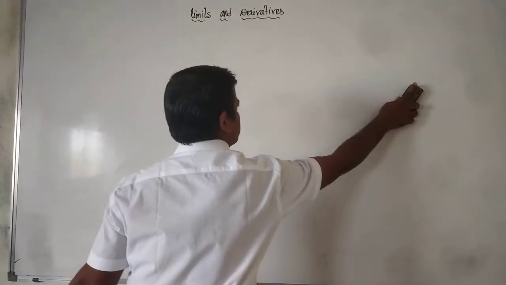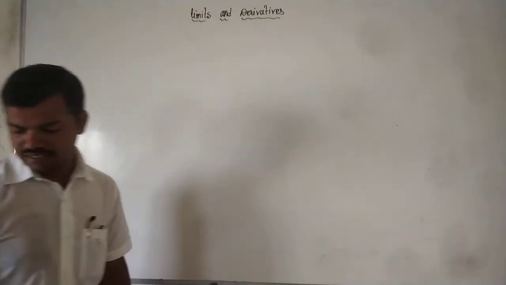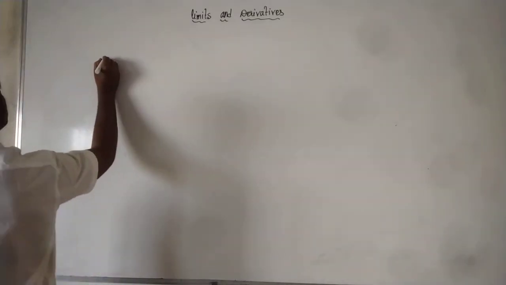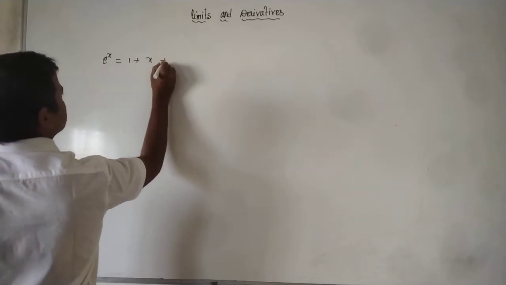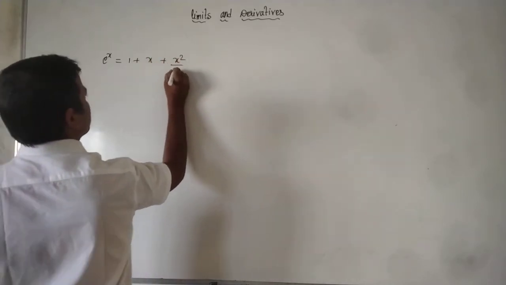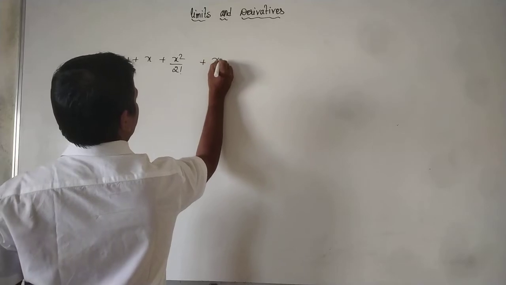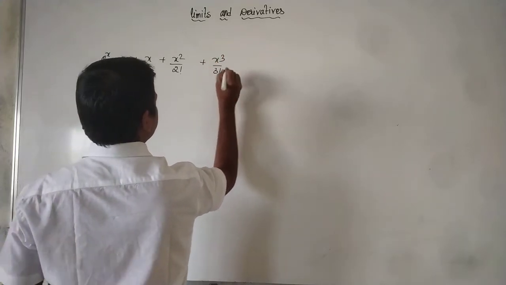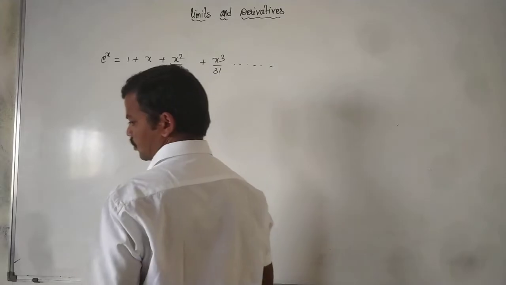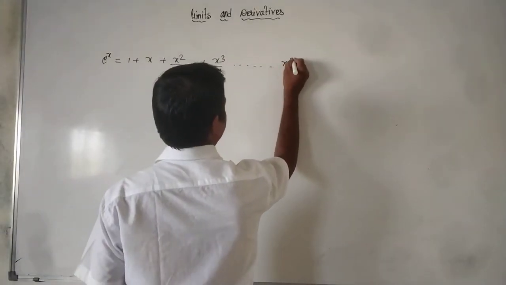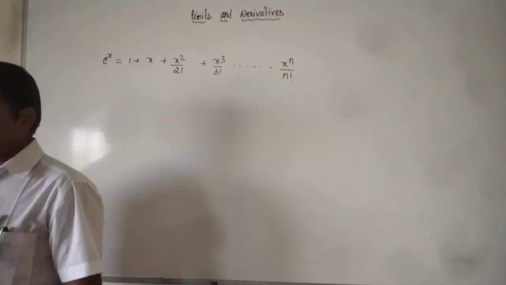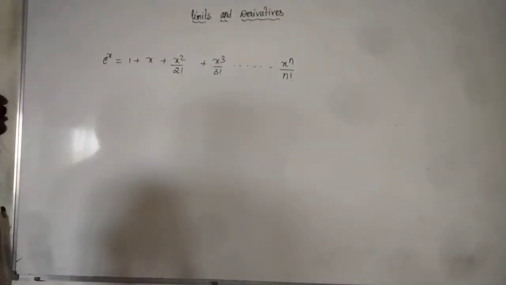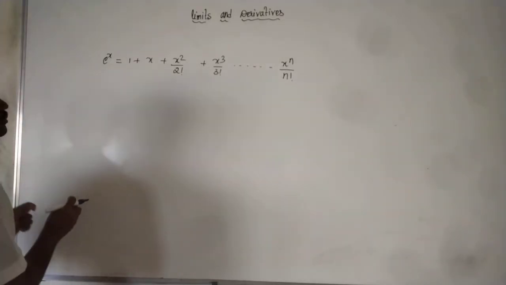With an expansion we are deriving. Let me consider the series expansion of e raised to x. E raised to x is equal to 1 plus x plus x square by 2 factorial plus x cube by 3 factorial, and so on up to x raised to n by n factorial, and so on. Now we need the limit of this function, so for this we will make some simplification.